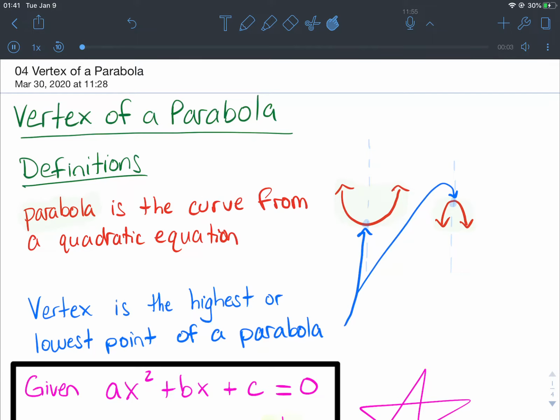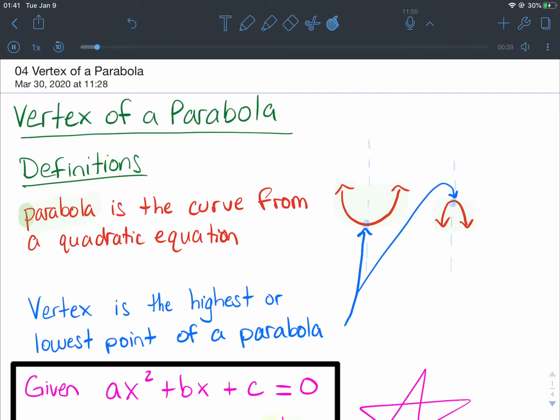Hello, welcome back. So just a quick recap. We've factored ax squared plus bx plus c equals 0. We've done zero product property. Today we're going to do vertex. Thursday we're going to do discriminant. Next week is nothing. You guys still have your spring break off. And when we come back, we're going to go to the quadratic equation. So today, vertex. Let's do some definitions.